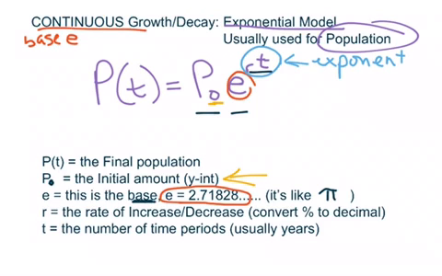So P of T is still the final amount like it has been in the other two. R is still the rate of increase or decrease, and we are going to convert those percents to decimals, and T is the number of time periods, usually in years. So I need you to look over these equations, make sure you know what all of these mean for all three of them, and we will practice them in class. And that's it.